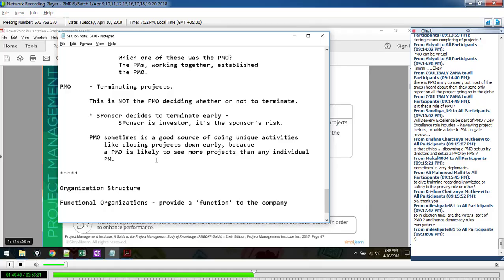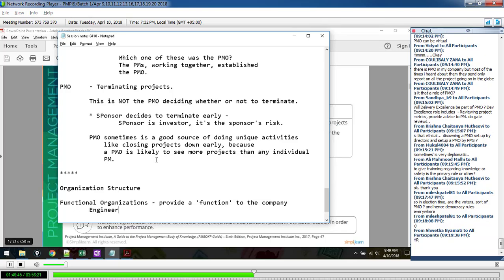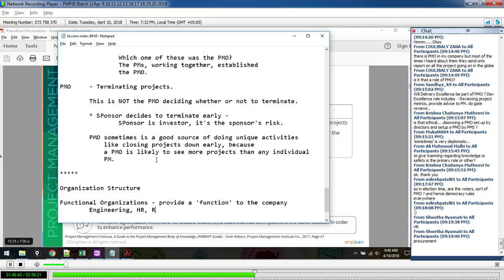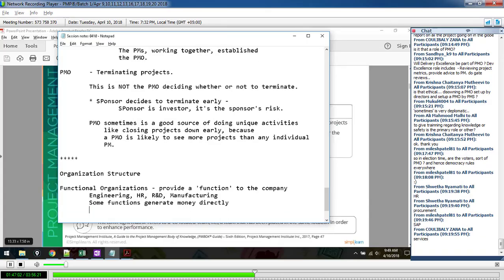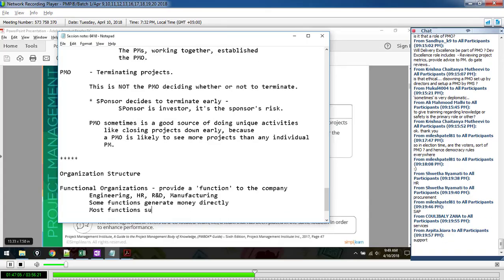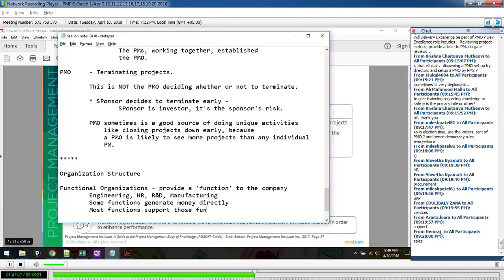Can you name some functional organizations? Engineering, HR, research and development, manufacturing. Okay? Some functions generate money directly. Most functions support those functions. Okay? Most functional organizations don't make money. Sales makes money, but most functions are support functions.